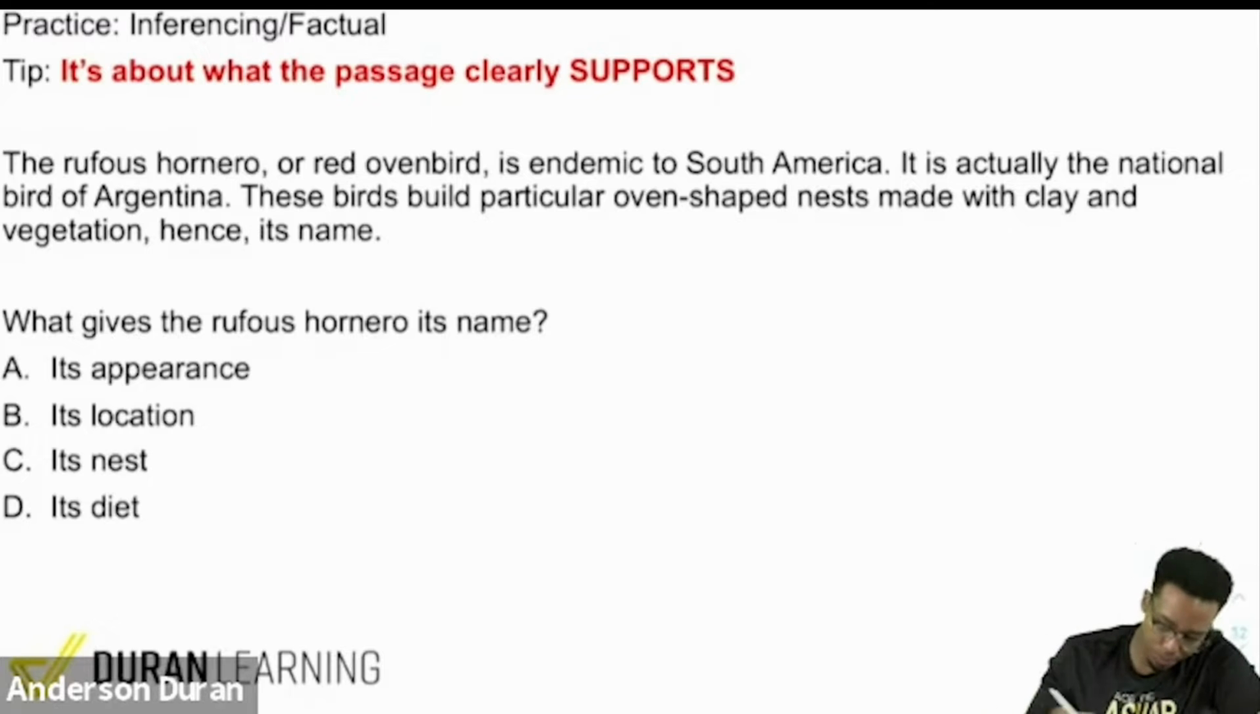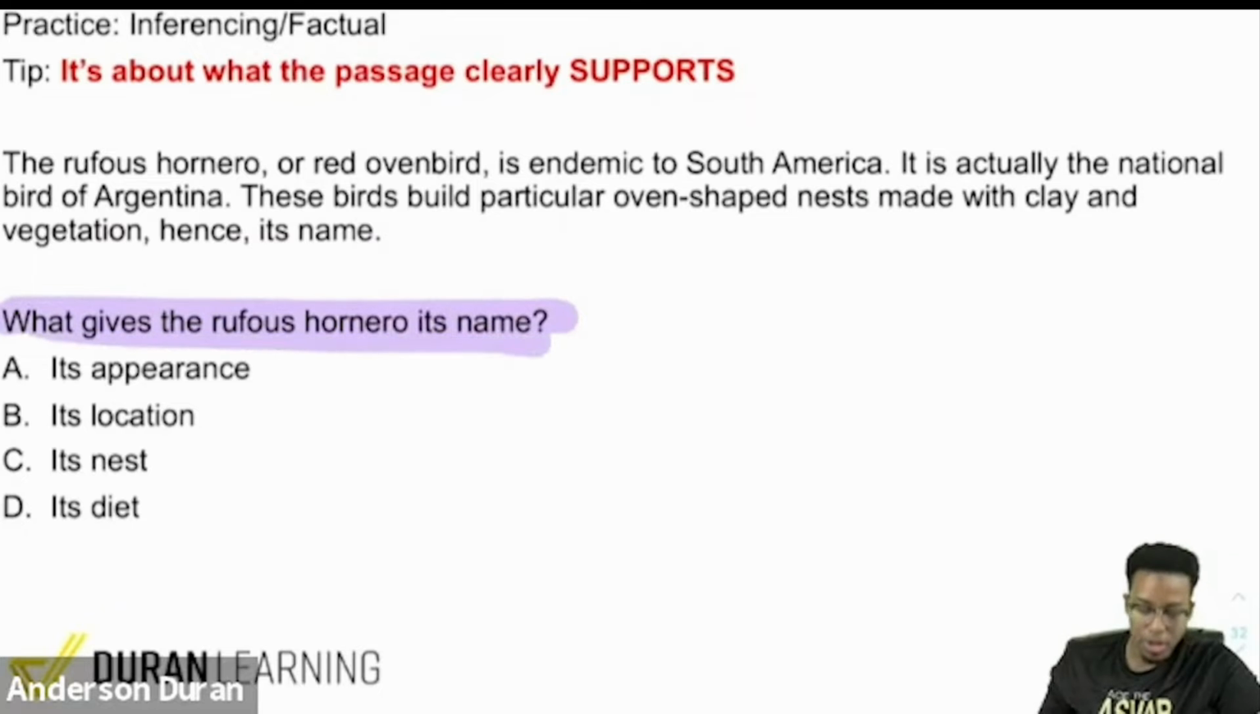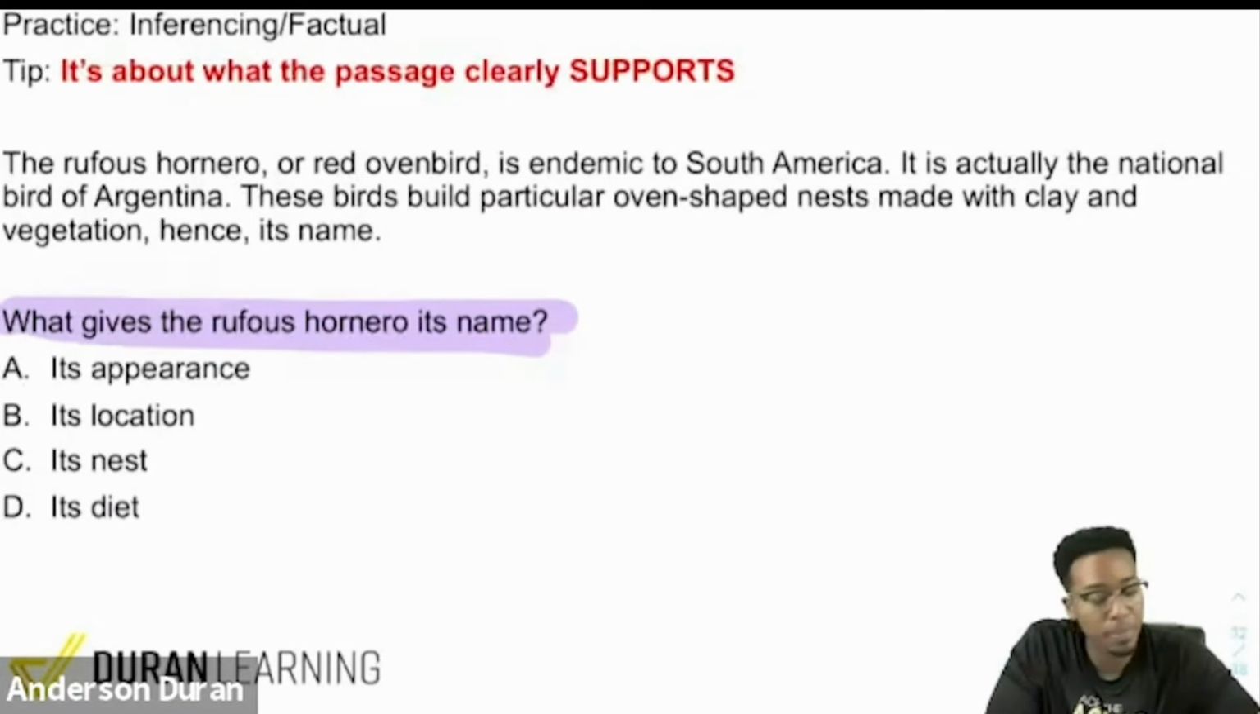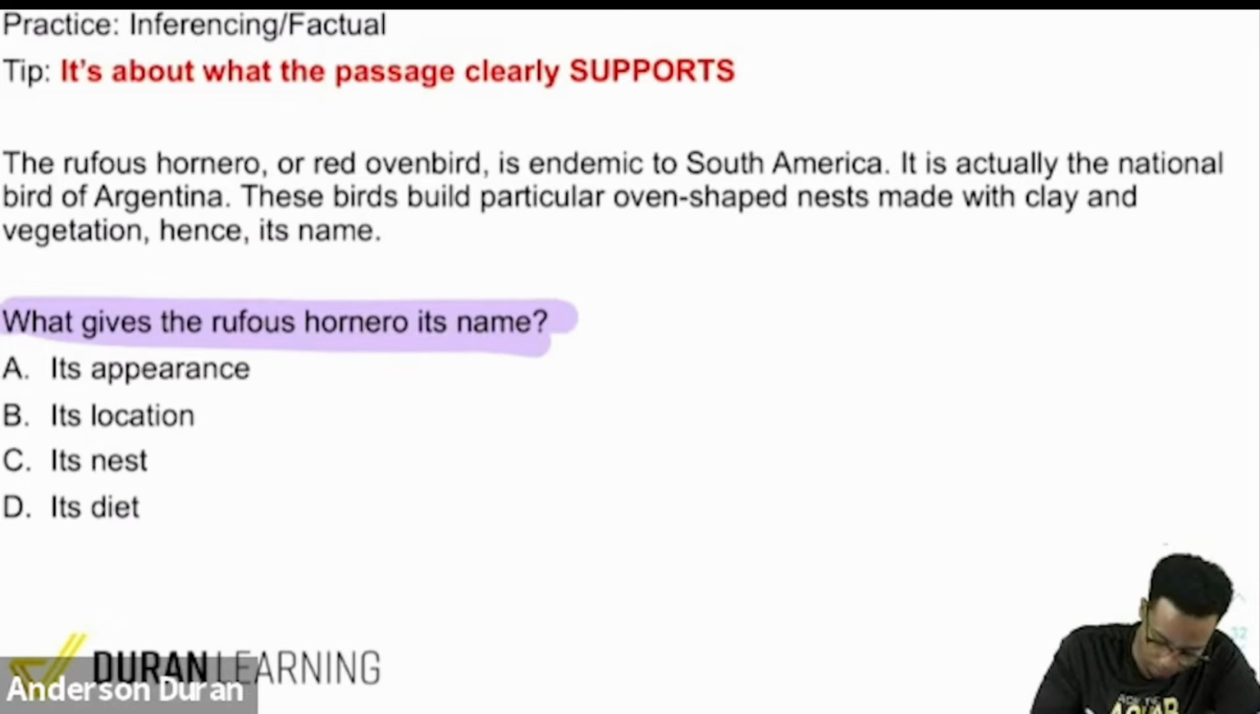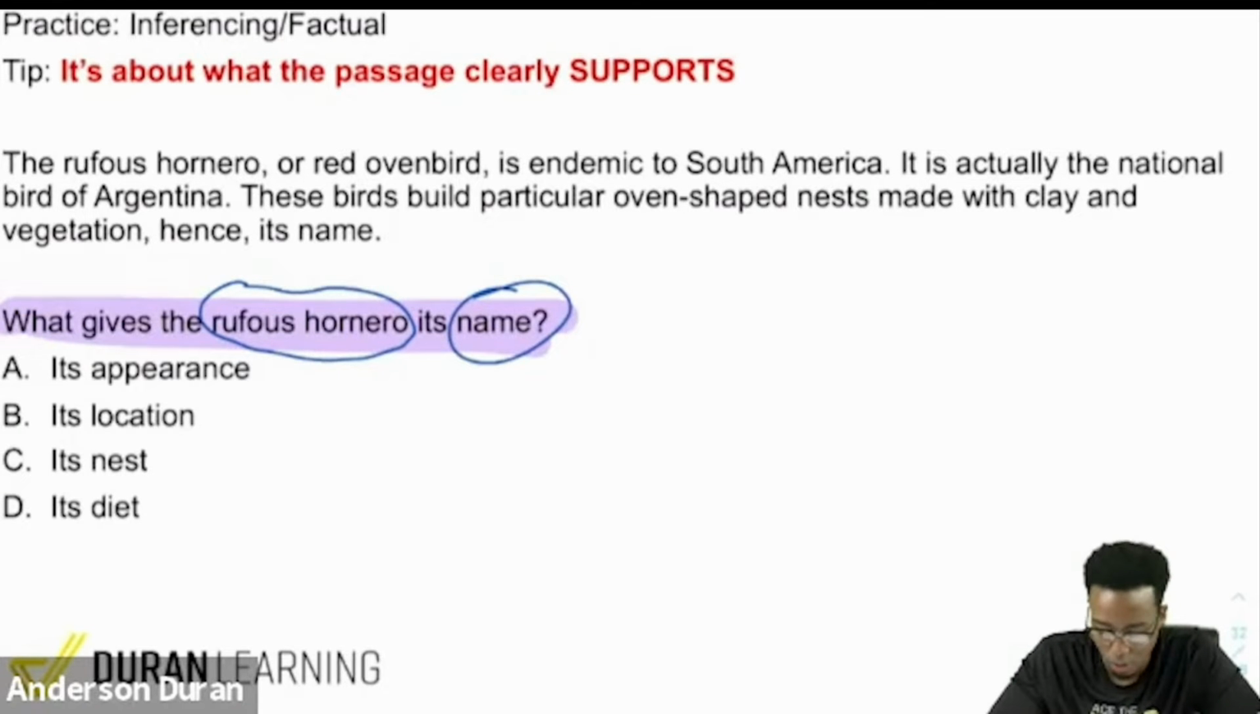The question reads, what gives the Rufus Hornero its name? All right, cool. So here's the great thing. This is a direct type of question. With inferencing factual questions, sometimes they'll ask what the author is implying, or what this means, or what the main idea is. Sometimes they'll make it blatant, like, give me something for this. So this is Rufus Hornero and the name of it. That's all we care about. Let's read the passage and find out. Or you can also look at the choices and notice these are really short answers.